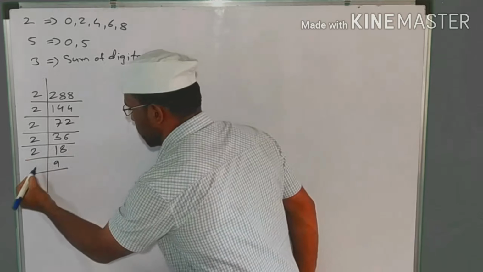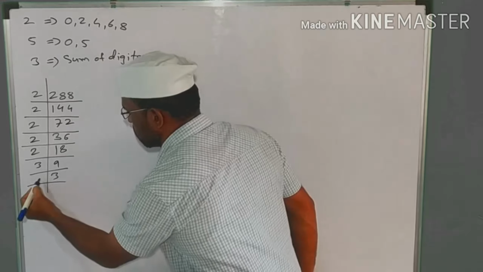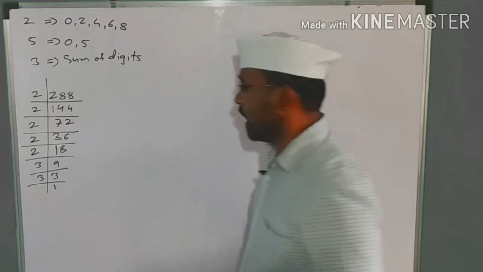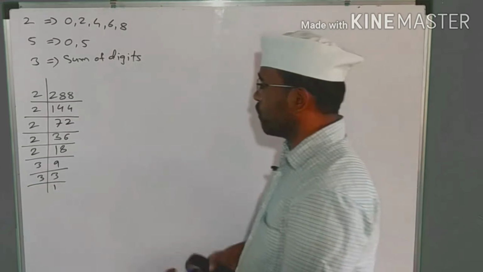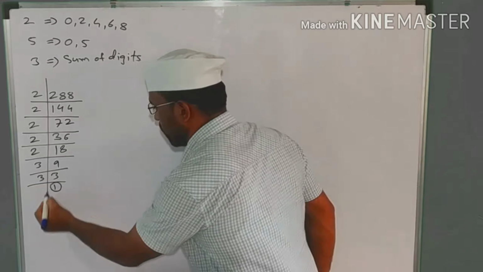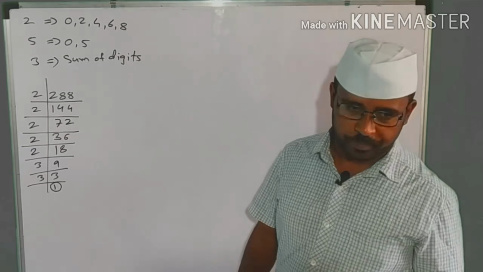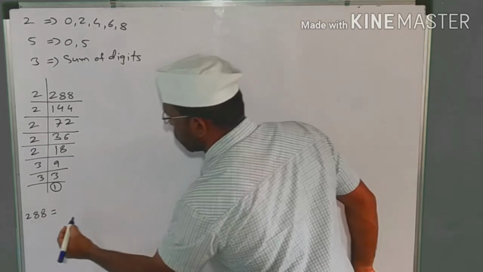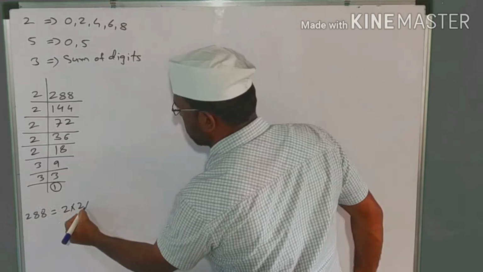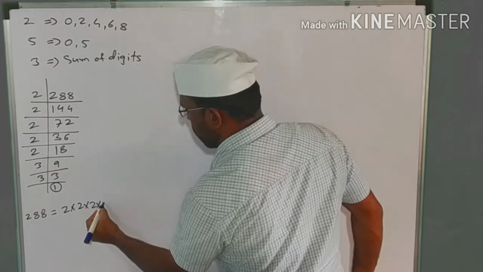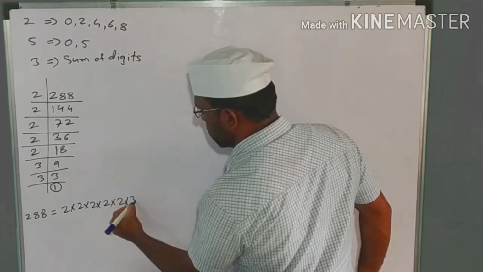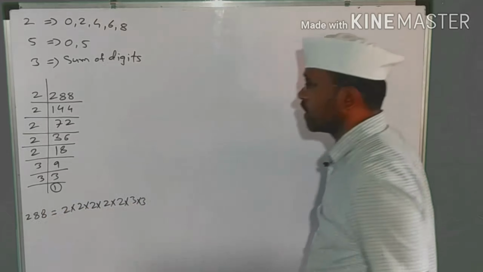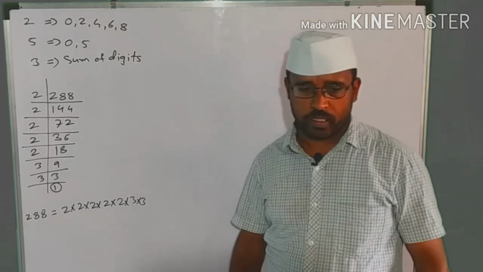9 is divisible by 3, 3 3s are 9. 3 is divisible by 3, the answer is 1. So we have to factorize until the final answer is 1. Now 288 can be written as 2 multiplied by 2 multiplied by 2 multiplied by 2 multiplied by 2 multiplied by 3 multiplied by 3. Okay, this is the way to factorize a number.